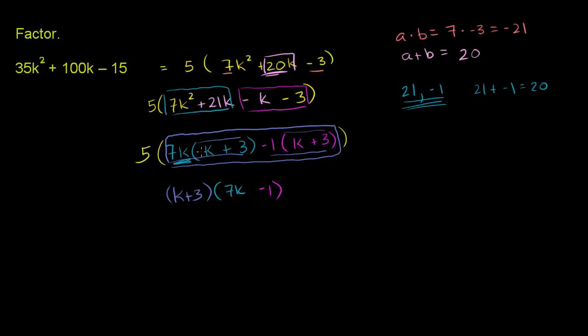And if this seems a little bizarre to you, distribute the k plus 3 onto this. K plus 3 times 7k is that term. K plus 3 times negative 1 is that term. And of course, the whole time, you have that 5 sitting outside. We don't even have to put parentheses there. It's just 5 times k plus 3 times 7k minus 1. And we factored it. We're done.